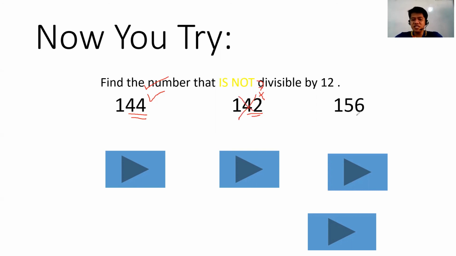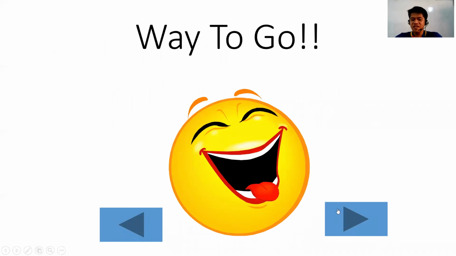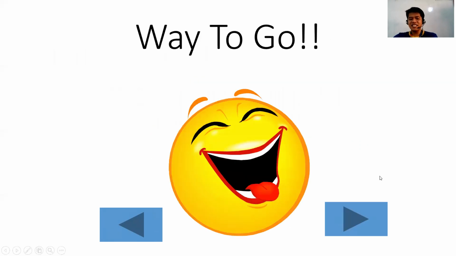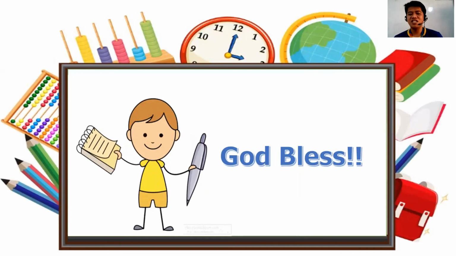Let's try 156. 1 plus 5 is equal to 6, plus 6 is equal to 12, and 12 is divisible by 3, so therefore 156 is divisible by 3. Let's try 56. Divisible ba siya sa 4? Yes. Since it is divisible by 3 and 4, 156 is divisible by 12. Tingnan natin kung tama ba ang sagot natin na si 142 ang hindi. Very good. Nakita natin na si 142 ang hindi divisible by 12.